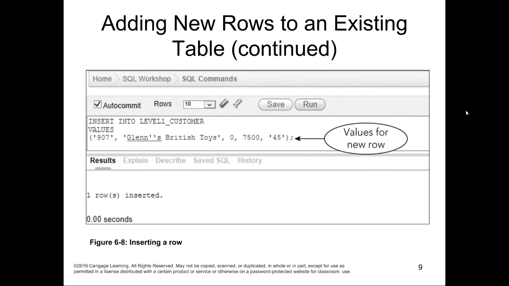This table doesn't have one, so we're doing insert into level 1 customer values 907, which is the customer number, Glenn's British Toys, and look at where we have Glenn's, that double apostrophe, it's two single apostrophes, and that's because since the single apostrophe is special to SQL, whenever we want to use that, we have to escape it by using two of them. So when this actually gets inserted into the table, Glenn's will only have one apostrophe. And then we're putting the other values, the 0, the $7,500 credit limit, and the rep as 45.